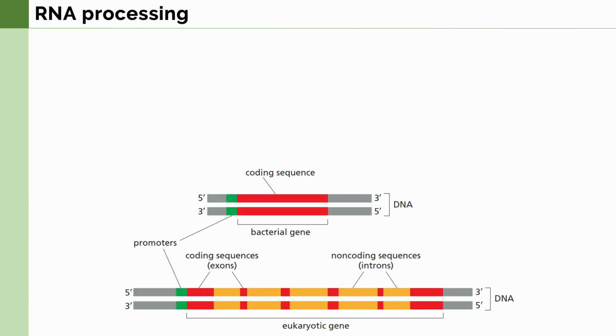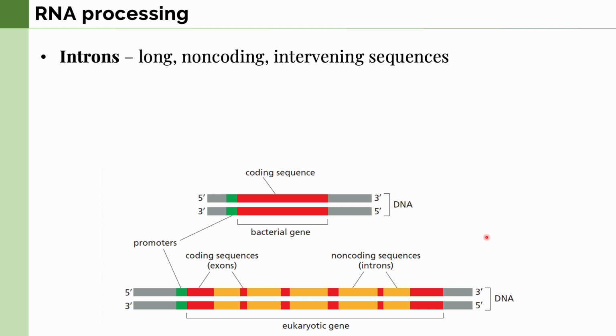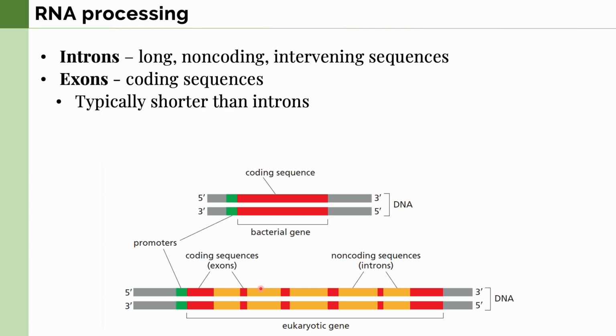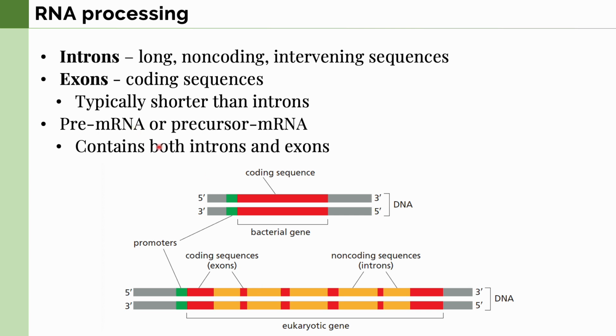Before we proceed to the last type of RNA processing, let's first talk about the two important regions in our eukaryotic gene. These are introns and exons. Introns are long, non-coding intervening sequences that flank our exons, which are the actual coding sequences in our gene. As we can see in this figure, the exons are typically shorter than the introns. Now, when we have mRNA that still contains both introns and exons, we call that pre-mRNA or precursor mRNA. Again, this contains both introns and exons.